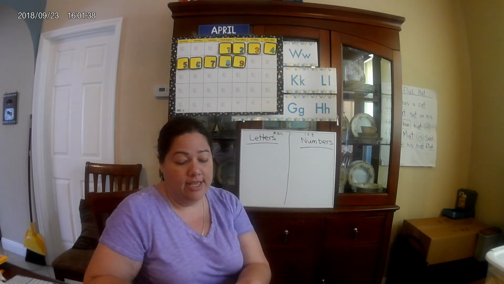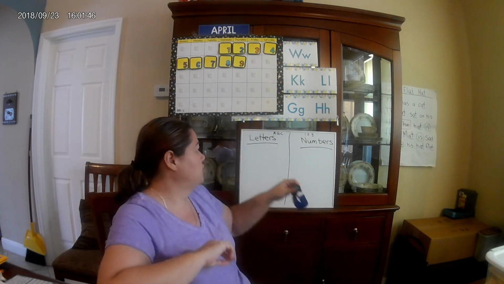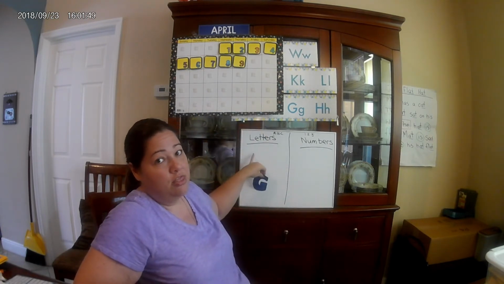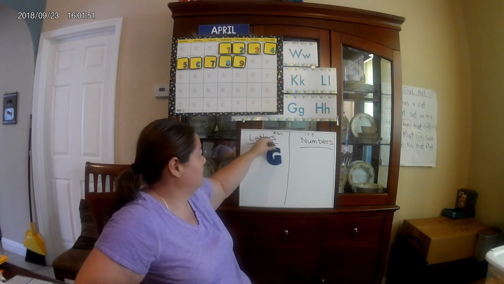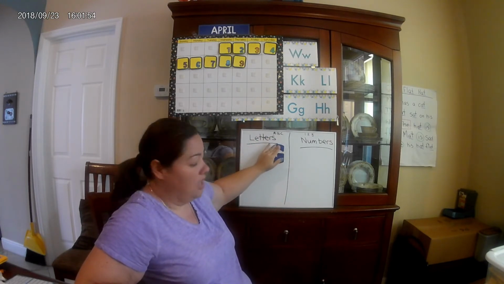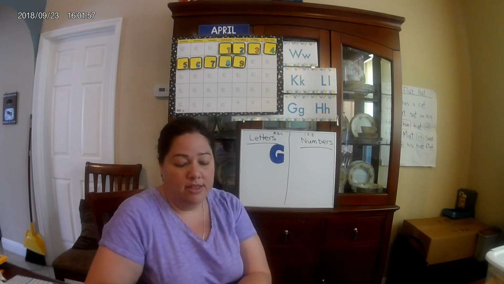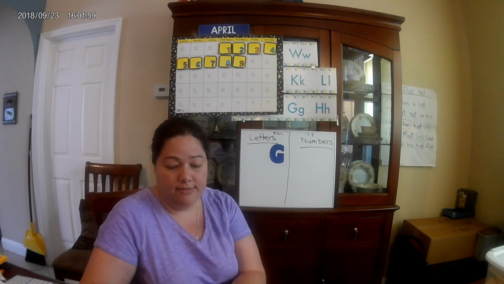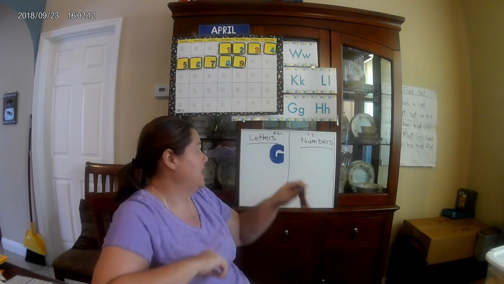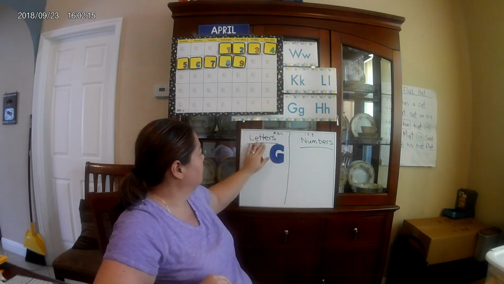All right, so the first one is our letter of the week. It is a letter. It is the letter G. So you should be writing the letter G under the word letters. Very good. All right, the next one. Let's see if you get this one correct. What is this one? Is it a letter or a number? Hopefully you get this correct. This is a letter. It is the letter K for kite. K for kite. Very good.